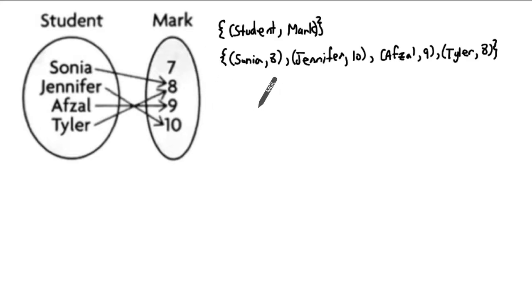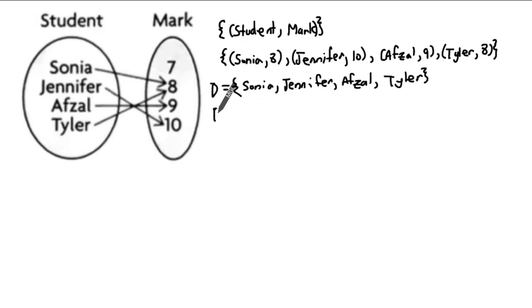Now, the second thing we want to do is to find a domain and range for this relation. Normally, we are given a set of numbers or some points that we use for domain and range, but in this case, we are given names. So our domain, instead of a bunch of numbers like x and a set of real numbers with some conditions, we can just say that the domain is Sonia, Jennifer, Afzal, and finally Tyler, because these are all the students that are in the first set.